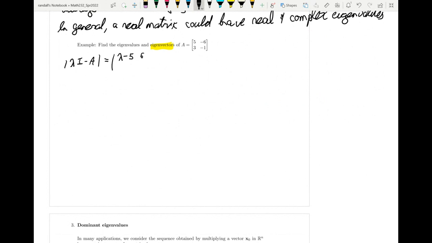So lambda minus 5, 6, minus 3, lambda plus 1. And we get, after a little bit of algebra, lambda squared minus 4 lambda plus 13. And we apply the quadratic formula here, we'll see the two complex eigenvalues are 2 plus 3i. And if I know one, then I know the other because it's the conjugate, which will be 2 minus 3i.